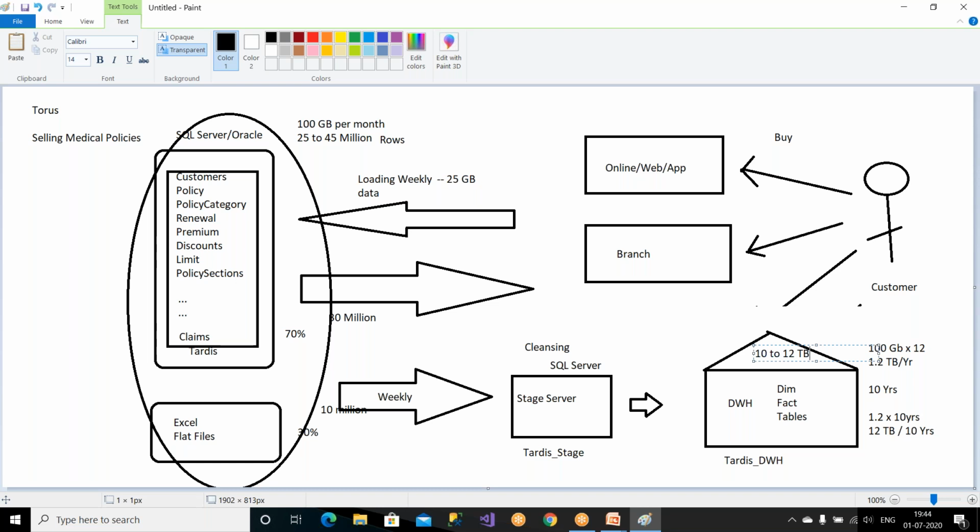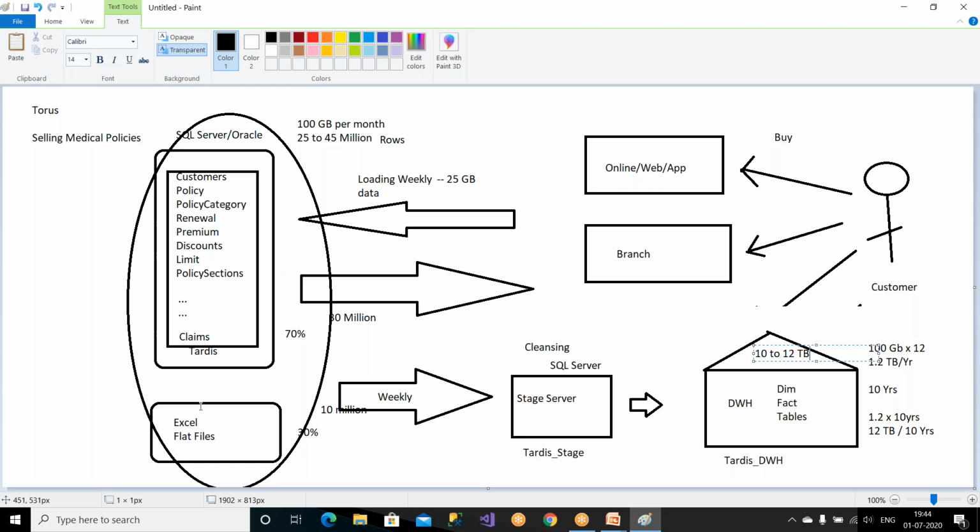If you don't tell these numbers, people will not know that you're a real-time guy. And you should know the numbers. What is the data that you're getting? What is the number of rows that you're loading? And how much time does it take to load the data?